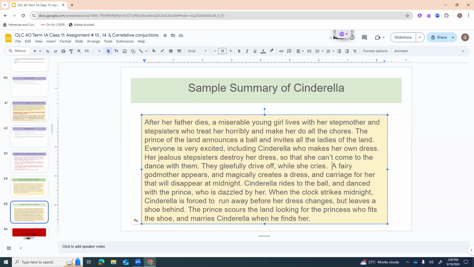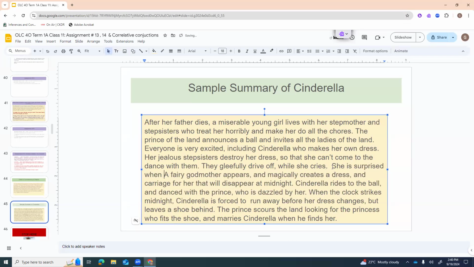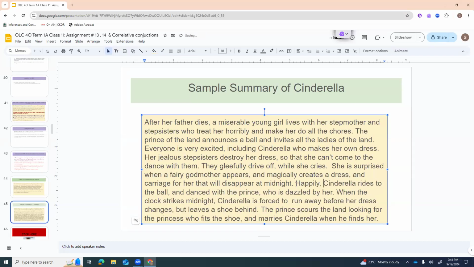She is surprised when a fairy godmother appears and magically creates a dress that will disappear at midnight. Happily, Cinderella rides to the ball and danced with, or how about rode to the ball? Now, why am I changing rides to rode? Because I used danced as a past tense here. So this should be past tense as well. They shouldn't have one present tense and one past tense. It doesn't make any sense.